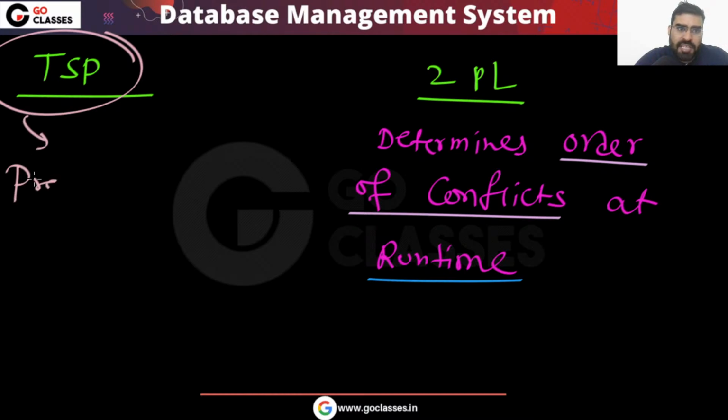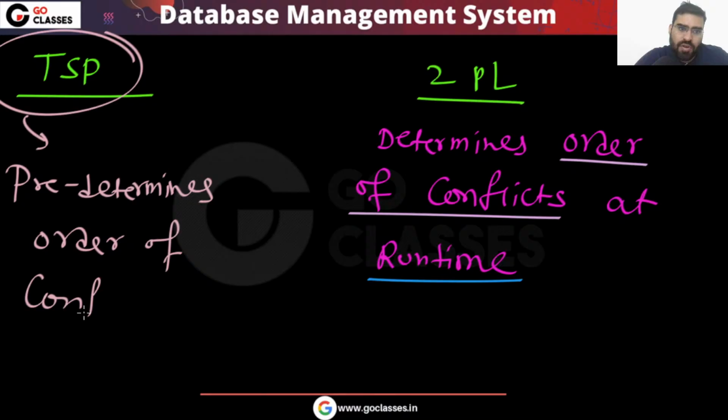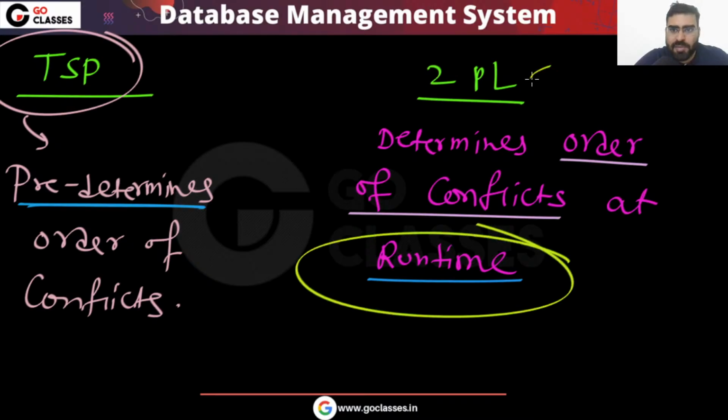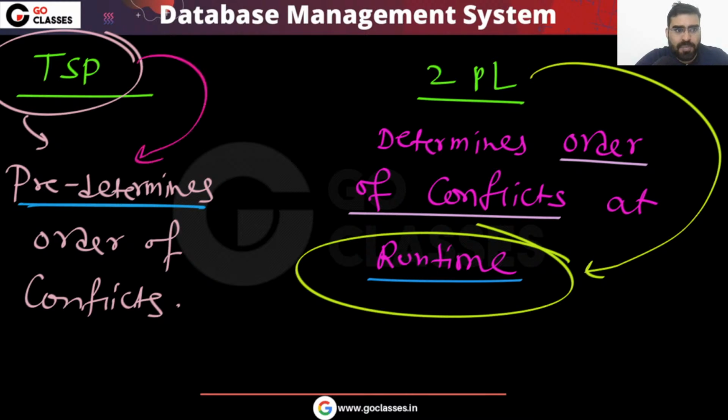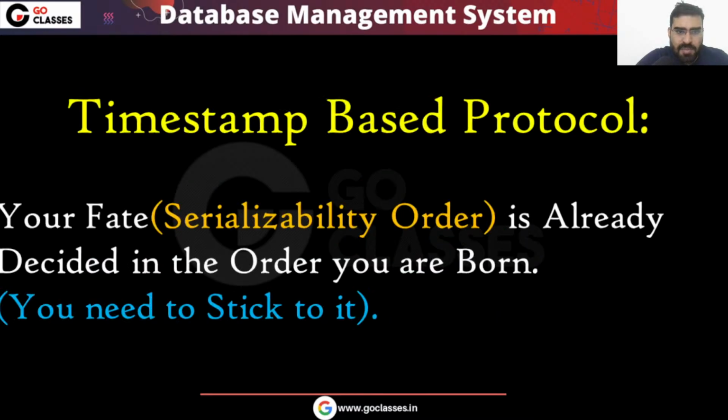So it predetermines the order of conflicts. This is the difference between the timestamp protocol and 2PL. 2PL will determine at runtime, but you can notice TSP will predetermine the order of conflicts. So this is a very simple explanation of the timestamp protocol.